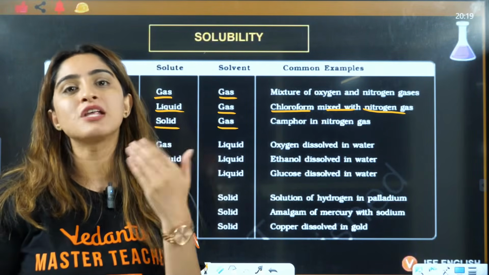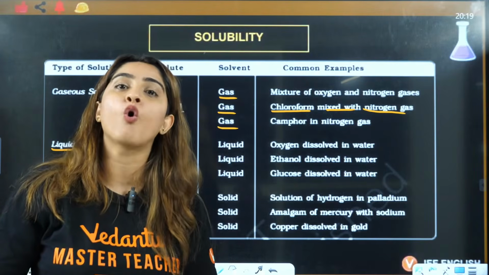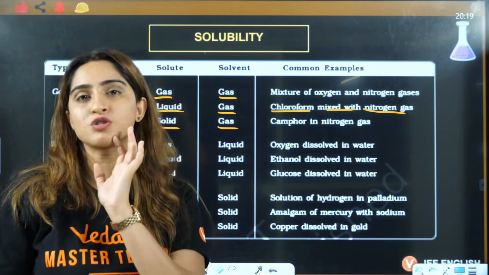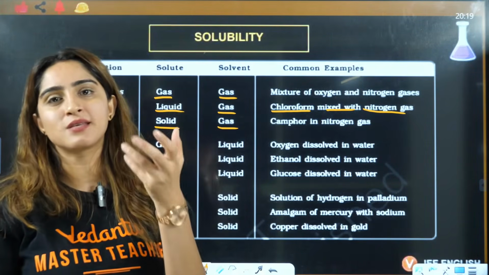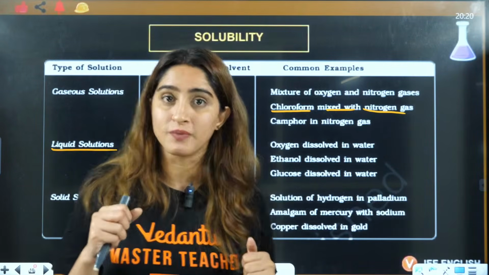And that oxygen is usually given by the plants in the ocean, right? Because they inhale carbon dioxide, they give out oxygen. Then the aquatic species are going to take in that oxygen, right?